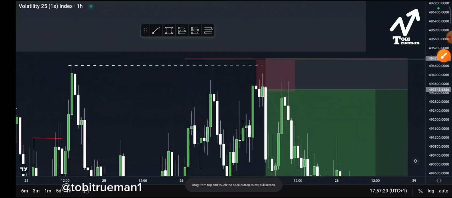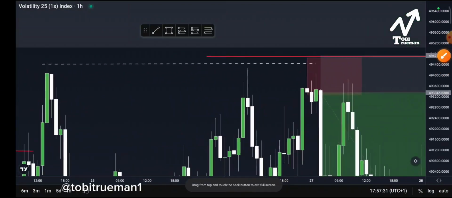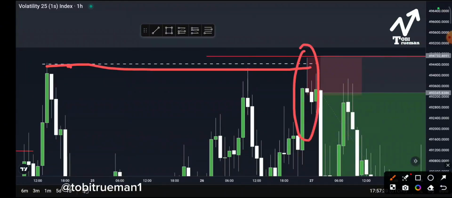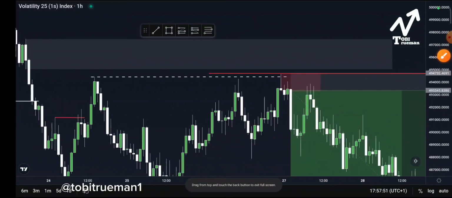After price came, price took out that high point. After price took it out, see what happened here. We now have our evening star candlestick pattern, whereby we anticipate price to come and tap into the single candle order block, and then it will not be a valid trade. And that was what happened with this trade.